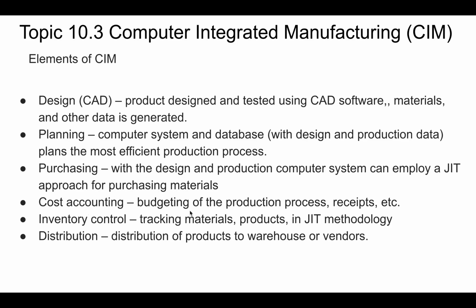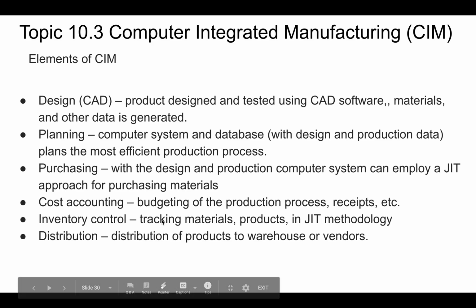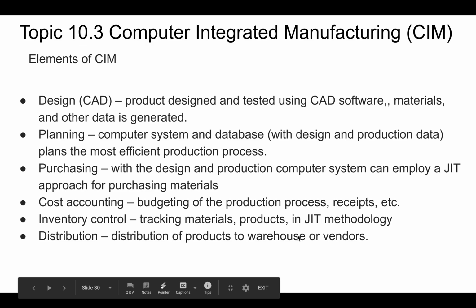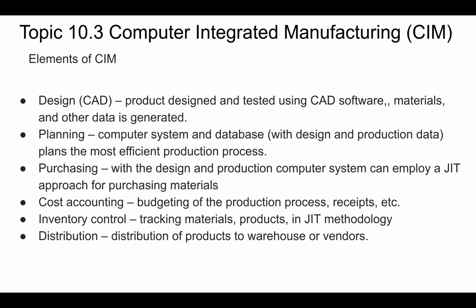Cost accounting, so they're going to do things like budgeting. Computers are going to be doing the budgeting of the production process, the receipts, and so on, basically deciding prices and things like that. Inventory control is tracking materials and products, again getting back to that just-in-time methodology. And distribution: it's also in charge of contacting vendors and warehouses where products are stored, saying, here are the materials, and they're going to get to you at XYZ time frame.